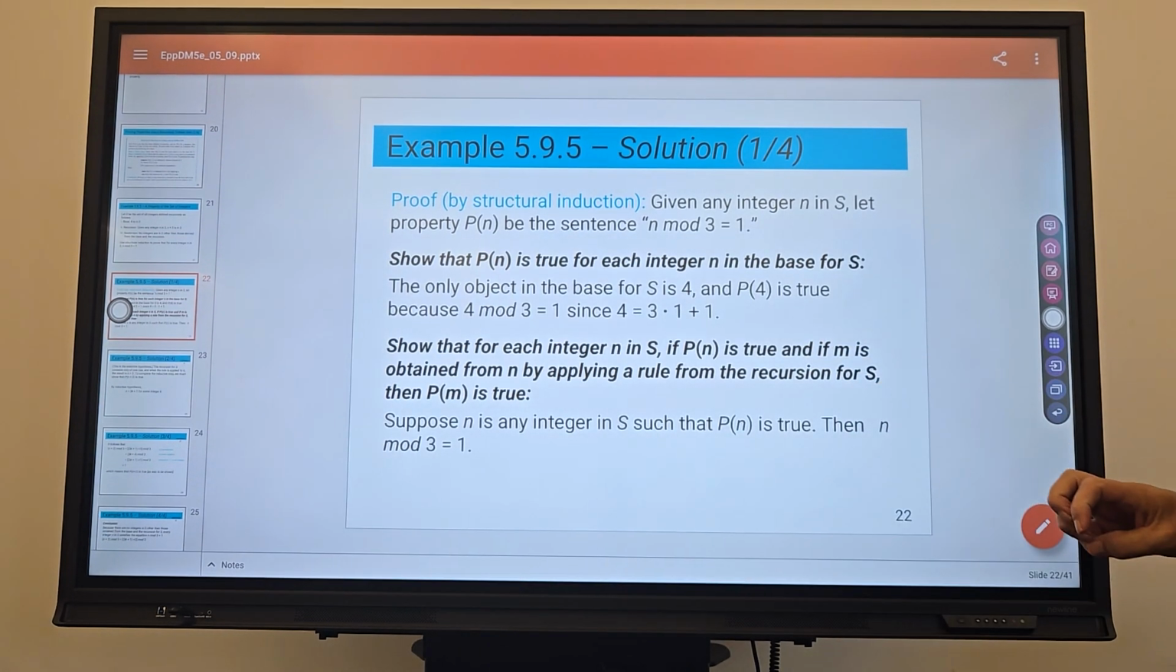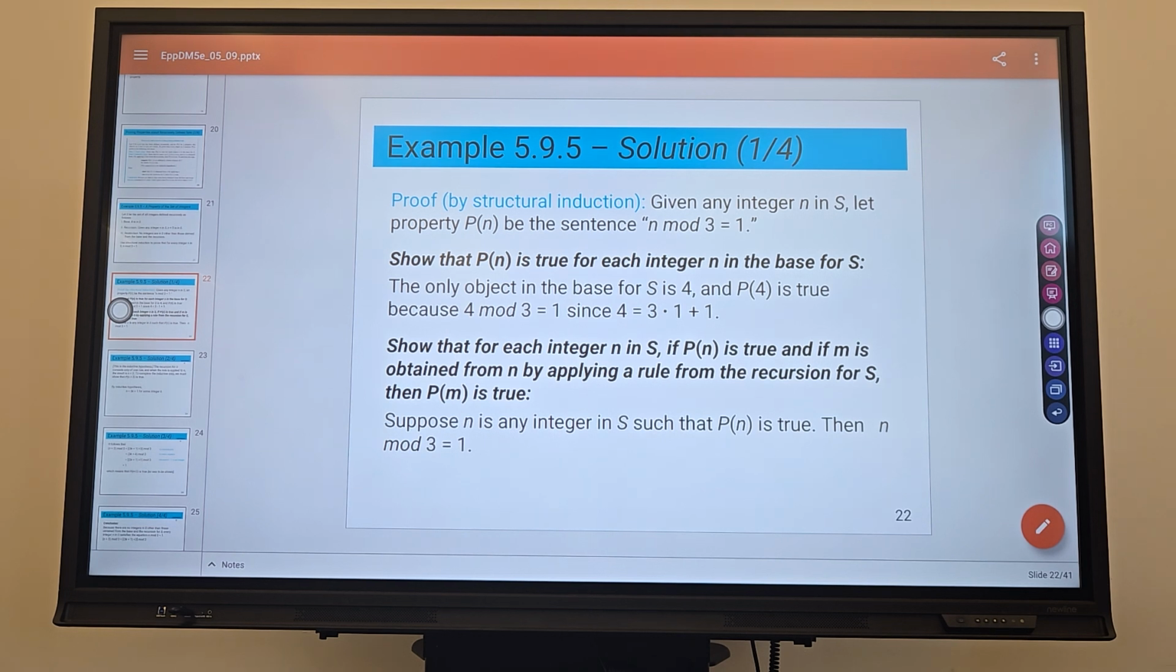The proof: given any integer n in S, let property P of n be the sentence n mod 3 is equal to 1. Show that P of n is true for each integer n in the base of S. The only object in the base for S is 4, and P of 4 is true because 4 mod 3 equals 1.